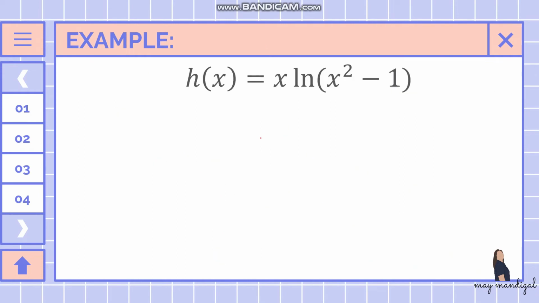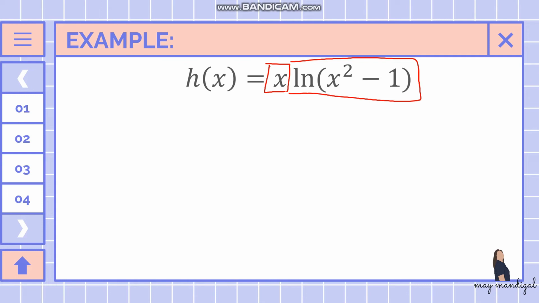For our next example, let's have h of x equals x ln of x squared minus 1. So what you will do here is you have to look at the given function. So observe the function. You should identify that there are two terms here. First is our x, and the second one is ln of x squared minus 1. So that is how you do it.